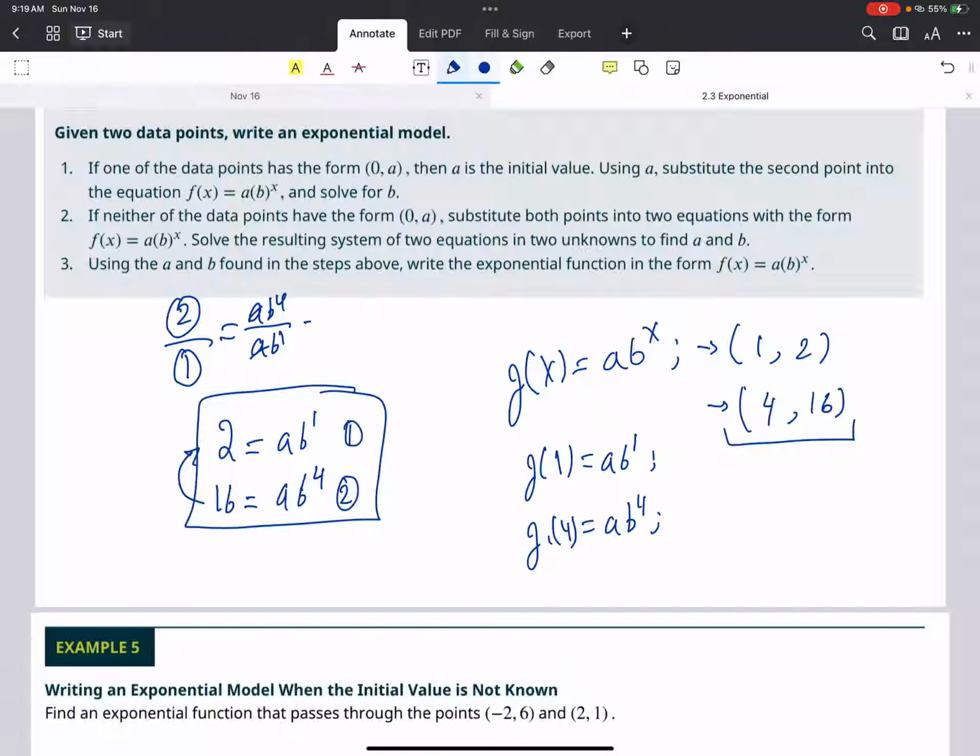A and A cancel out. What are we left with? We're left with B to the power of 4 minus 1, which is just B to the power of 3. Now, if I divide 16 by 2, because remember, this is also equal to 16 divided by 2, isn't this equal to 8, right? 16 divided by 2. So B equals 2.